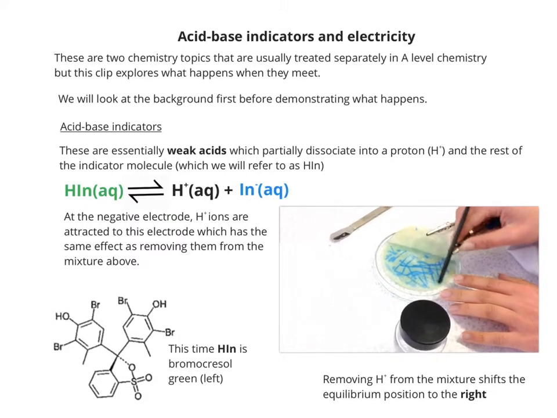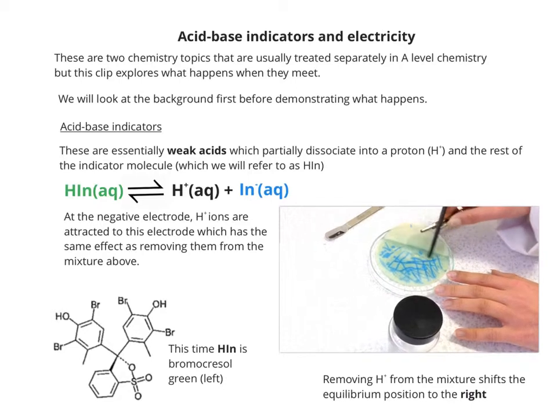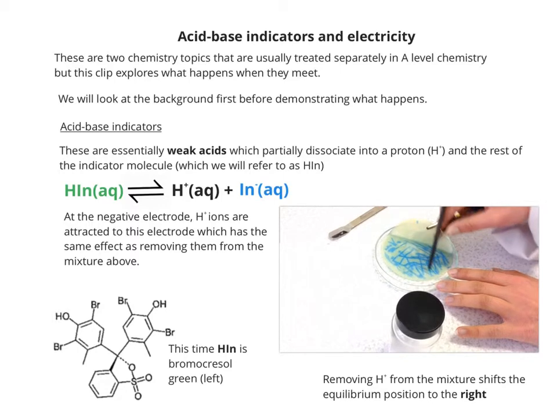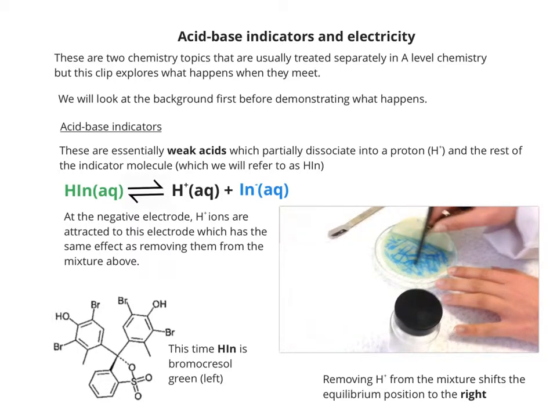You can see quite clearly that this draws a sort of blue colour across a green background. From that you can see quite easily that the indicator itself is green and the indicator ion is actually blue. So the same equilibria considerations would exist here. Removing H+ from the mixture would shift the equilibrium position to the right again, and at the negative electrode the H+ ions are attracted, which has the same effect as removing them from the mixture in the equation above.